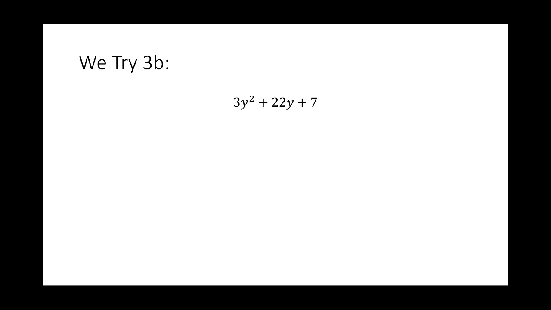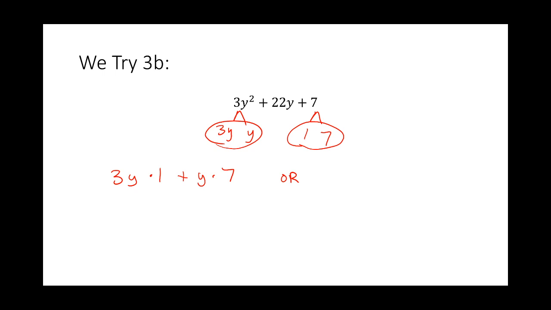I want to factor this 3y squared as 3y times y. Because when I multiply those together, when we have things with the same base, we add the exponents. And then this 7, it just has to be 1 times 7. So I know these are the pieces I have to use, and I have two options for it. I want them to add to 22y. So I could do the 3y times 1 plus the y times 7, or I could do the 3y times 7 plus the y times 1.